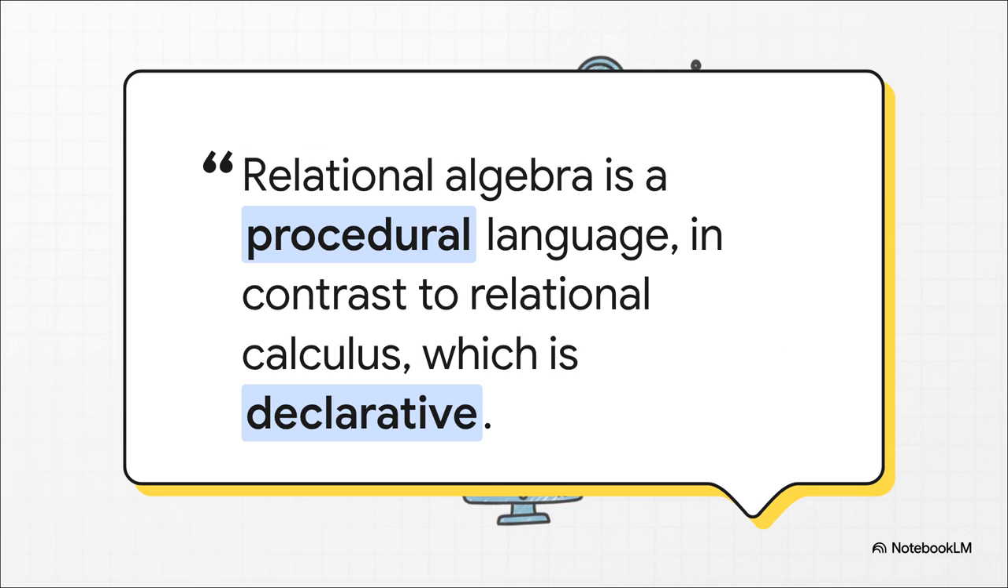And this is really the key takeaway of this whole thing. Relational algebra is procedural. It's a precise, step-by-step recipe that tells the database how to build the answer. SQL, on the other hand, is declarative. With SQL, you just describe what you want in the end, and you trust the database's smart internal brain to figure out the best, most efficient recipe to get it for you.